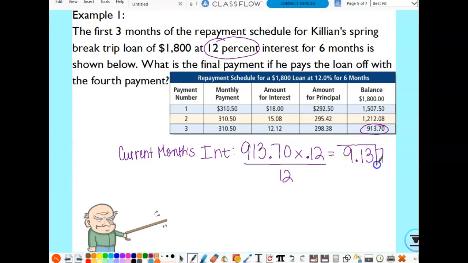9.137. Remember that when we're dealing with money, we always need to round properly. So this 7 is going to bump this amount up by a penny. So the current month's interest is actually going to be $9.14. So if we want to pay off the loan right now without having to wait for another 3 months and just keep paying that $310.50 monthly, we're going to take that $9.14 and add it on to the $913.70, and that will tell us the total payment amount that we have to make to pay off the loan.